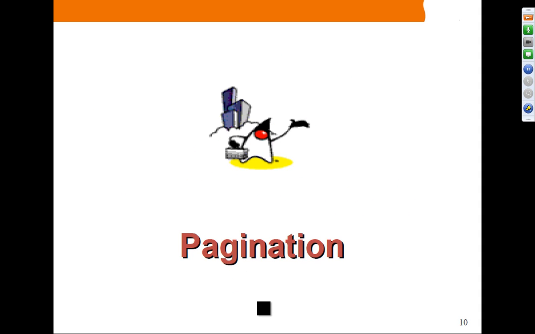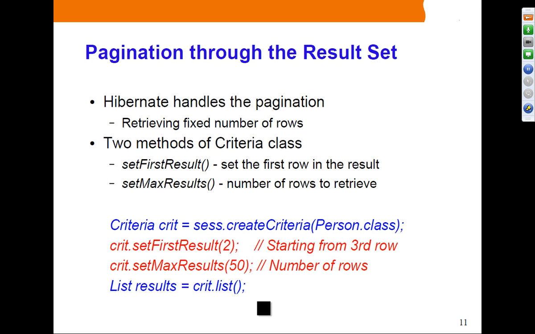All right, pagination. You create the criteria object, and then you can call the setFirstResult method and the setMaxResults method. Here, I'd like to start from the third row. The value starts from 0, so 2 means from the third row. For max results, the maximum number of rows I'd like to retrieve is 50. All right, so that's pagination.